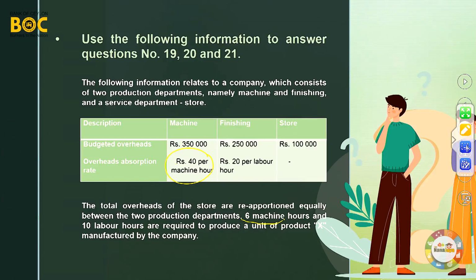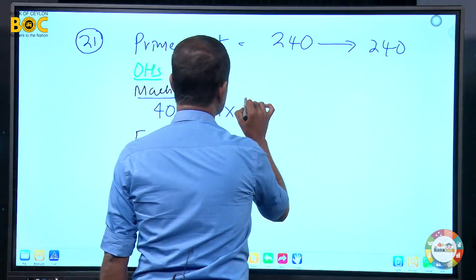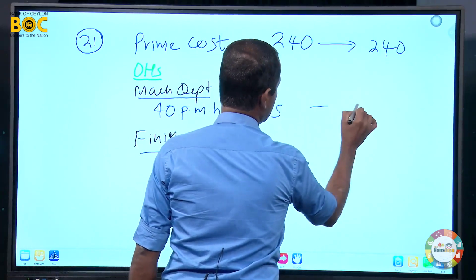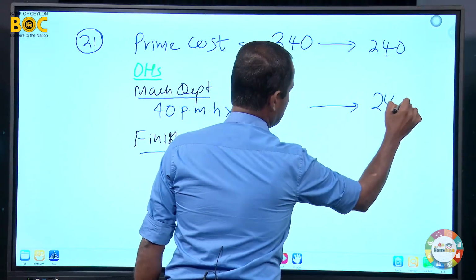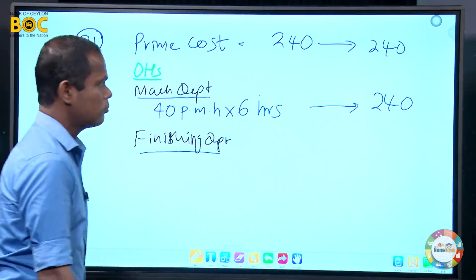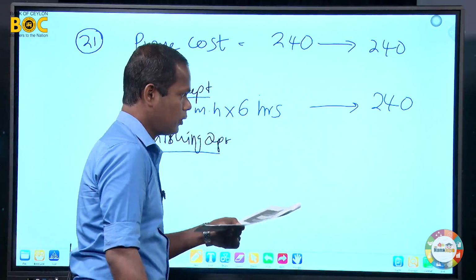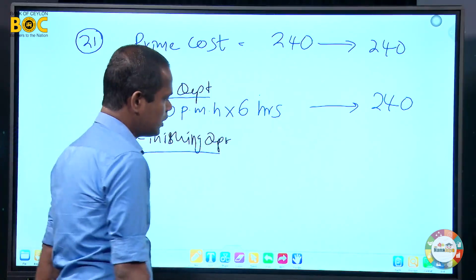6 machine hours are required. 40 rupees per machine hour into 6 machine hours gives how much overhead cost? 240 from the machining department.